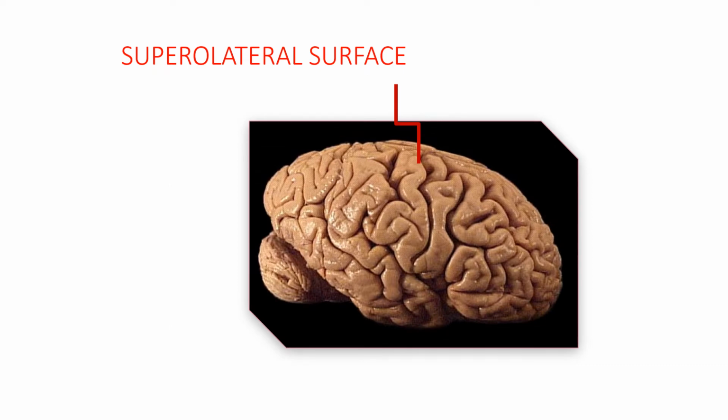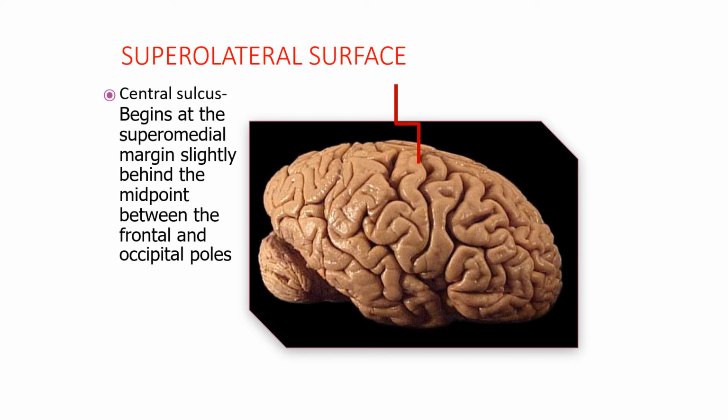So this is the superolateral surface and this sulcus is the central sulcus. If you see, it begins at the superomedial margin. So we have to know margins also. This is the superomedial margin, and this is the inferomedial margin, inferolateral margin. Inferomedial margin we will see on the inferior surface. And this is the frontal pole, this is the temporal pole and this is the occipital pole. So these are the three poles and three margins.